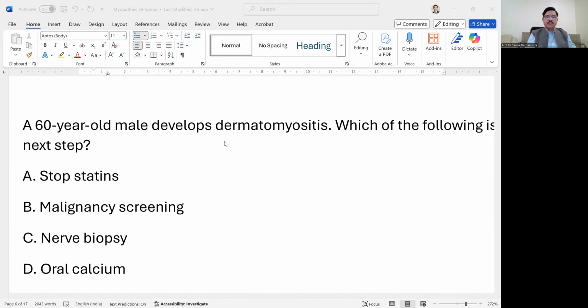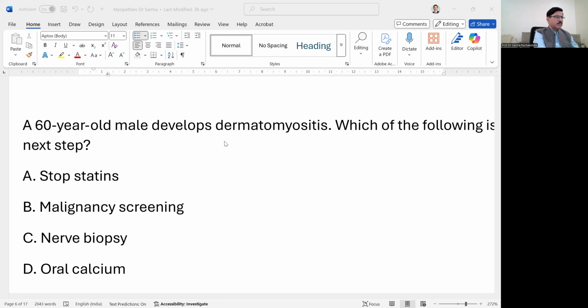Nerve biopsy not required. Oral calcium, what will it do? Stop statin, but she is not taking a statin at all. Where is the question of stopping statin? So look for malignancy. Malignancy screening, dermatomyositis in old age has a significant malignancy association.